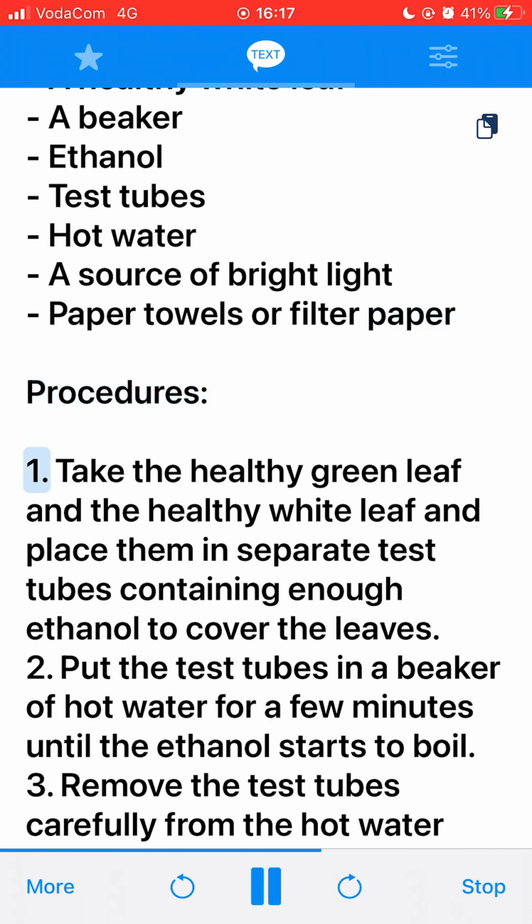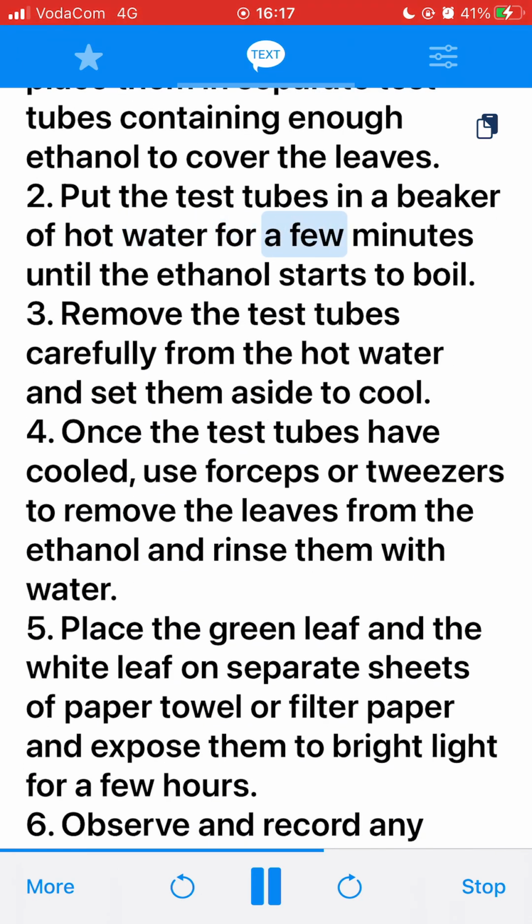Procedures. 1. Take the healthy green leaf and the healthy white leaf and place them in separate test tubes containing enough ethanol to cover the leaves. 2. Put the test tubes in a beaker of hot water for a few minutes until the ethanol starts to boil. 3. Remove the test tubes carefully from the hot water and set them aside to cool.